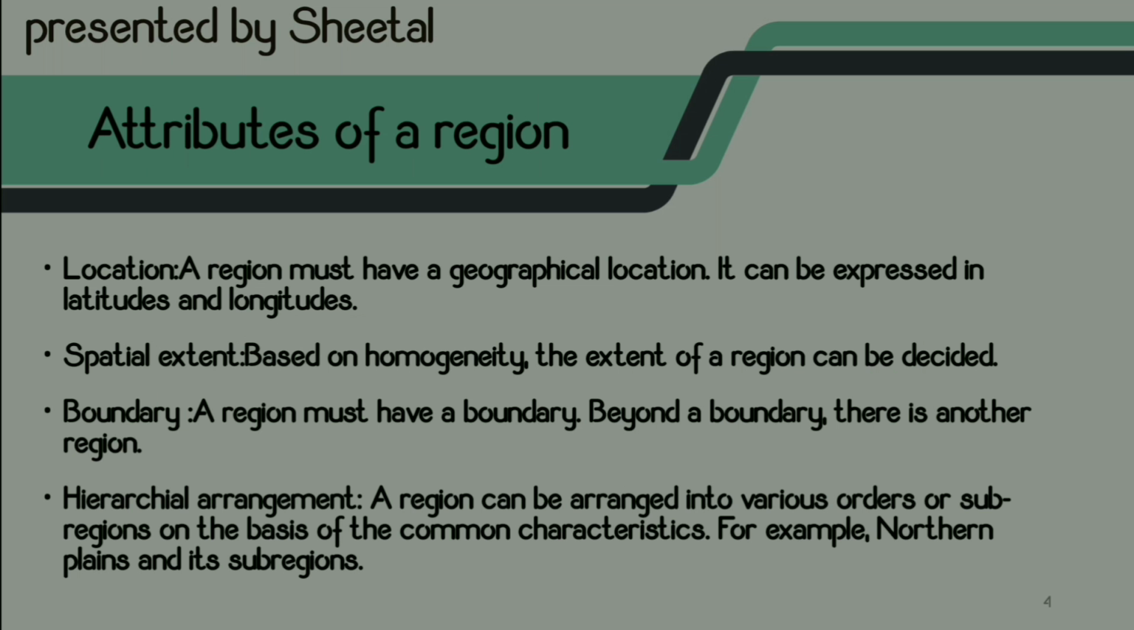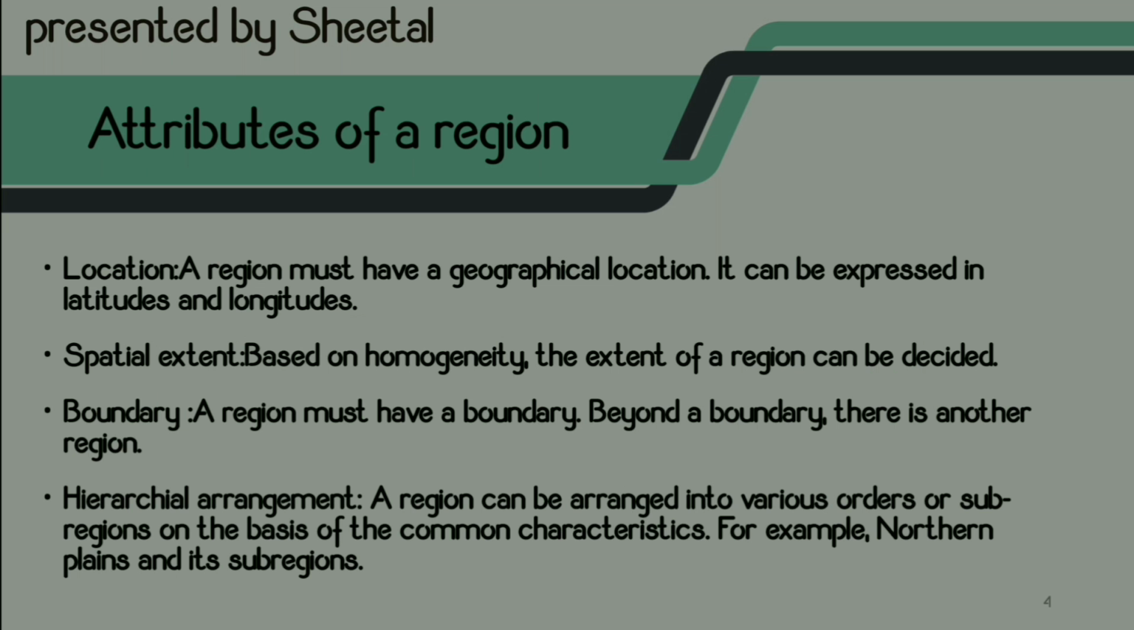Next is boundary. A region must have a boundary. Beyond a boundary, there is another region. So always a region should have a boundary. Even the house where we stay or the society where we stay has a compound wall. Why? Because the area or the extent of that particular house or society is only till there. So you can understand that this much part is owned by this society or this much part is owned by this house owner. After that boundary, the other place is someone else's. Because of that, a boundary is very much necessary.